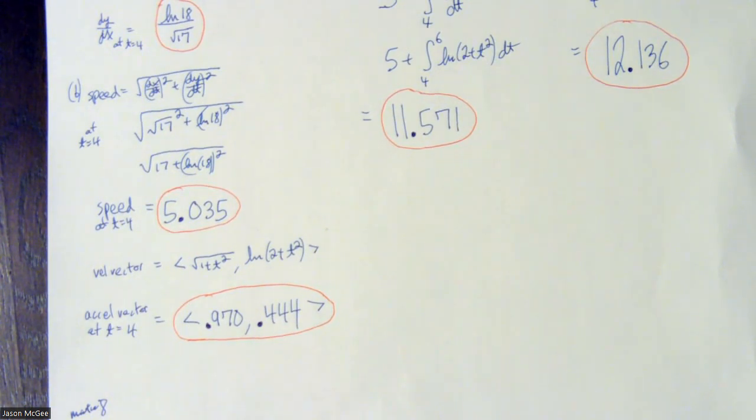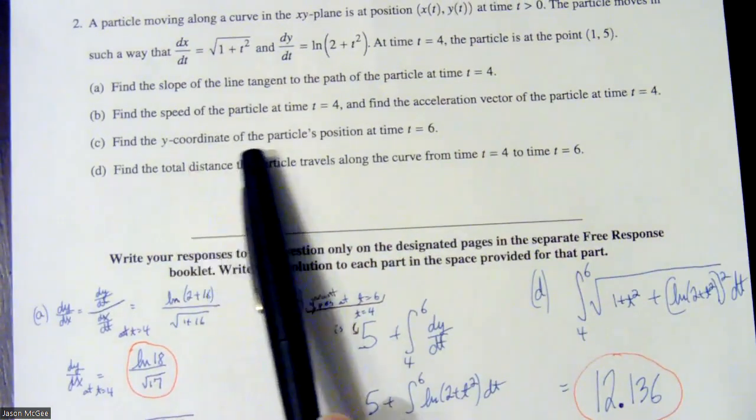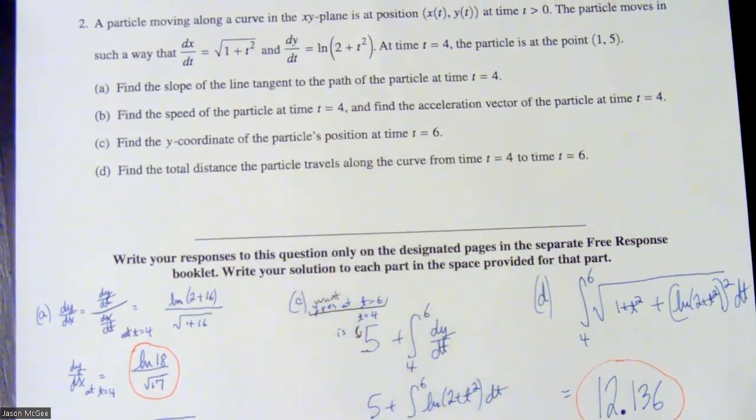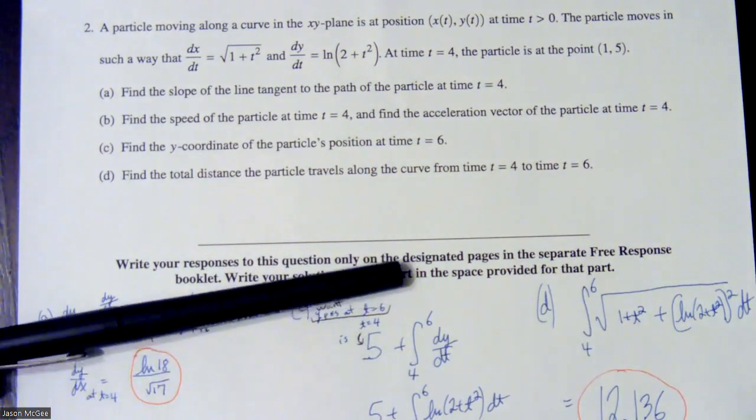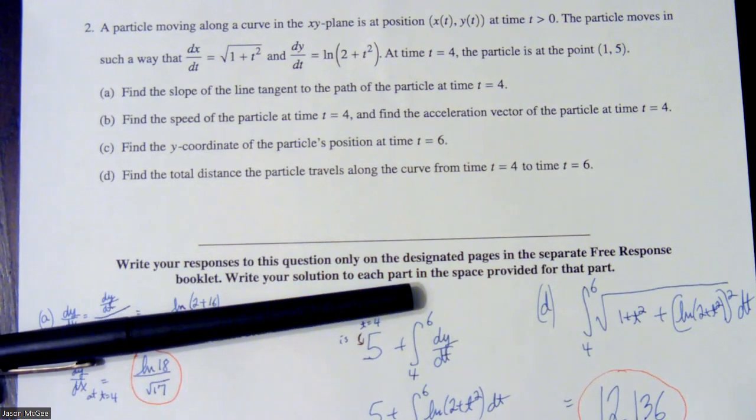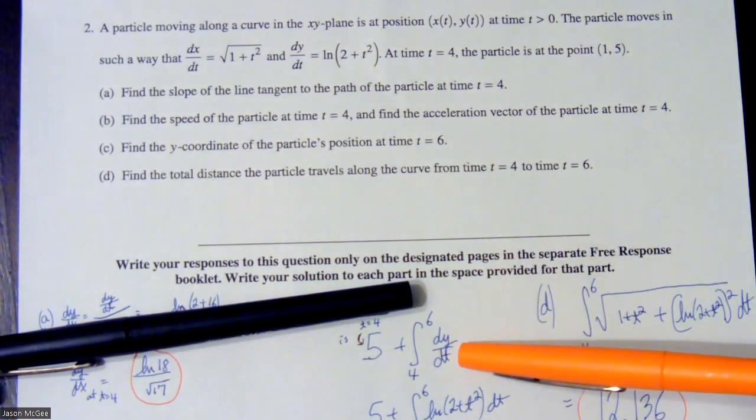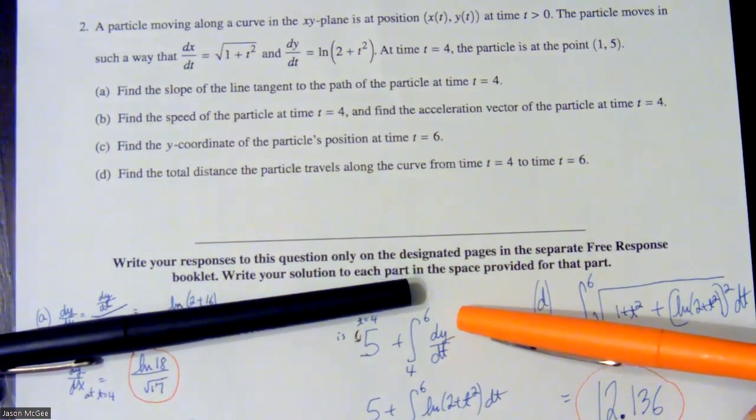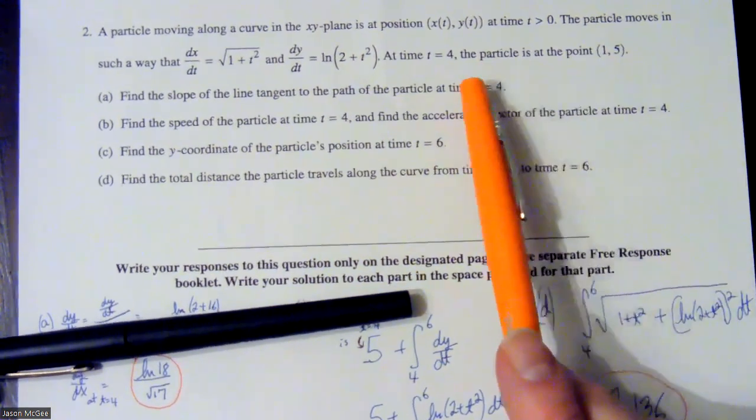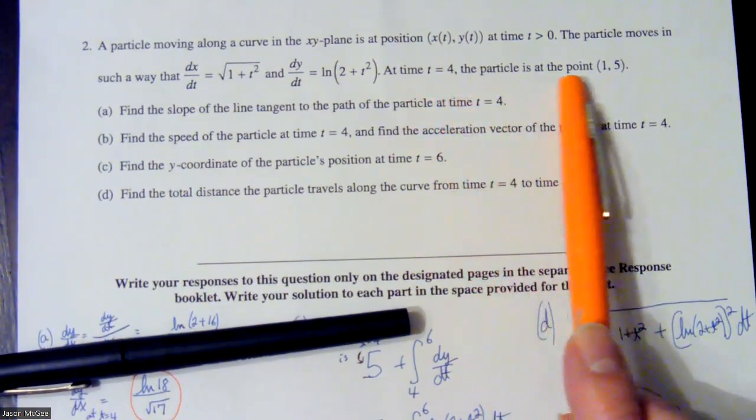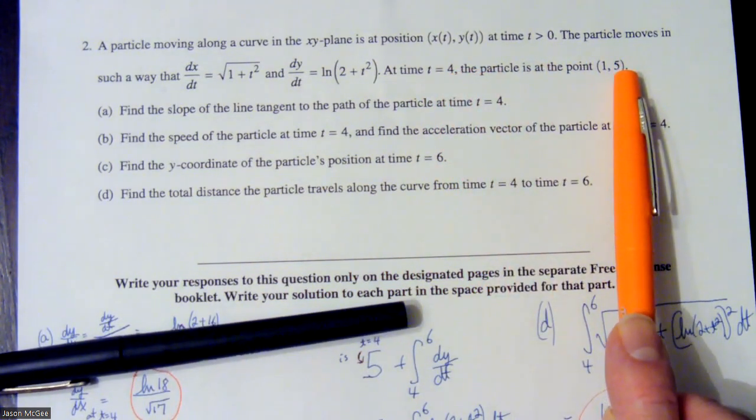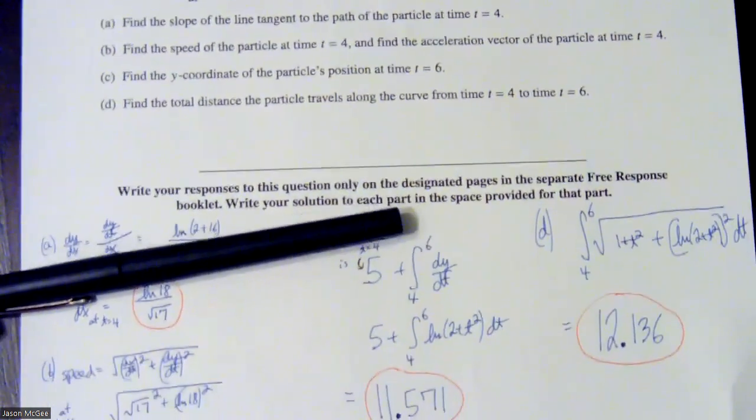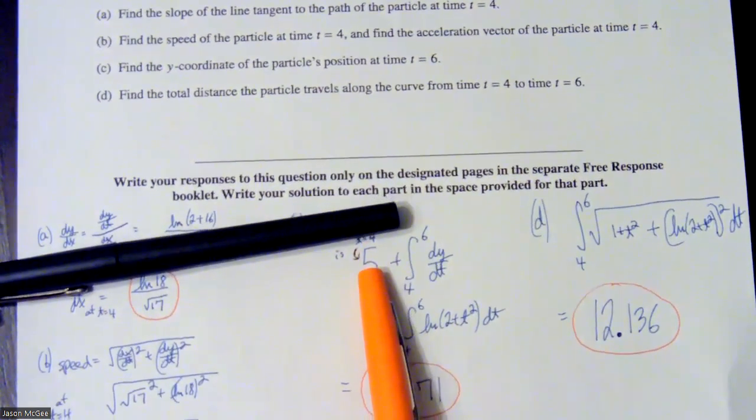All right, so A and B done. Letter C says find the y coordinate of the particle's position. Now, anytime you want to find a position, you've got to always take into account the initial position. So we want the y position at t equals 6, okay? And so we know to integrate the dy/dt, that's going to give us the y function. If you look up here, it says at t equals 4, here's where we're at. So at t equals 4, we know the y position is equal to 5. And so that's my starting point. At t equals 4, my y position is 5.